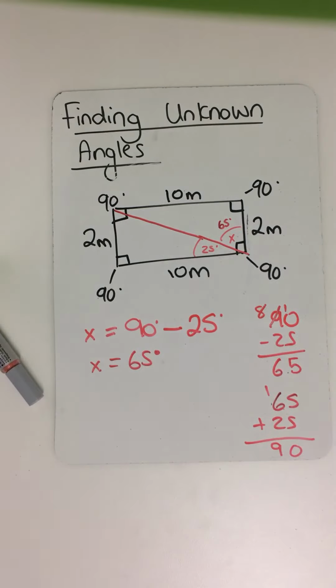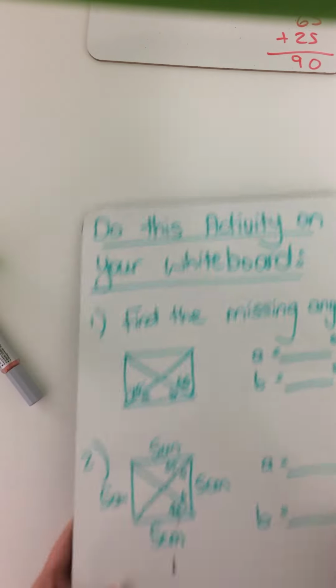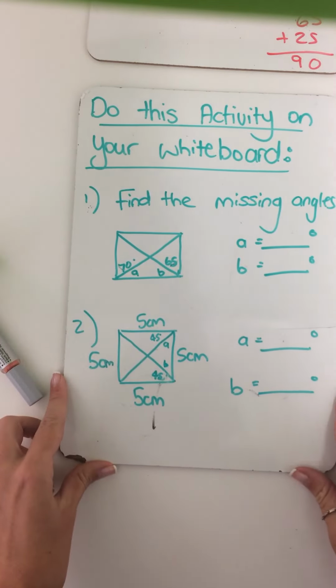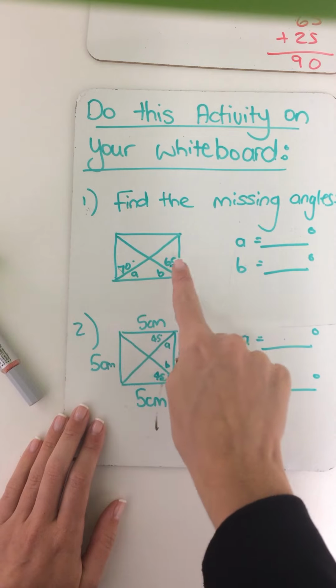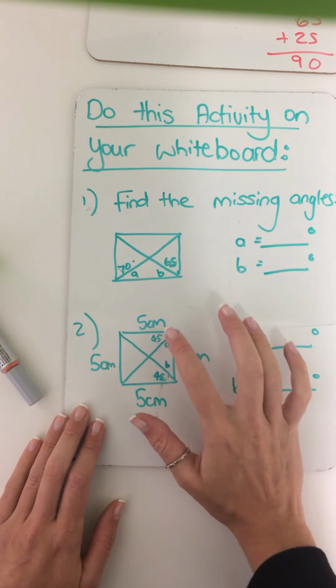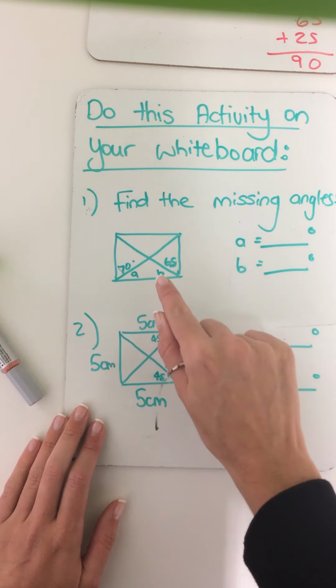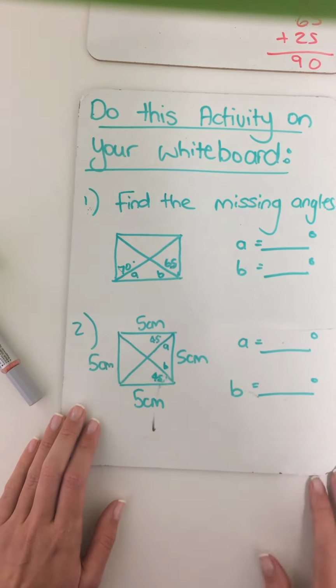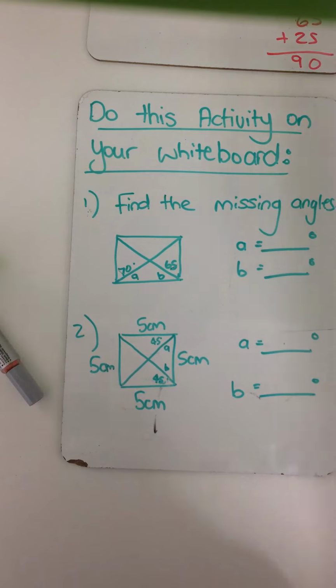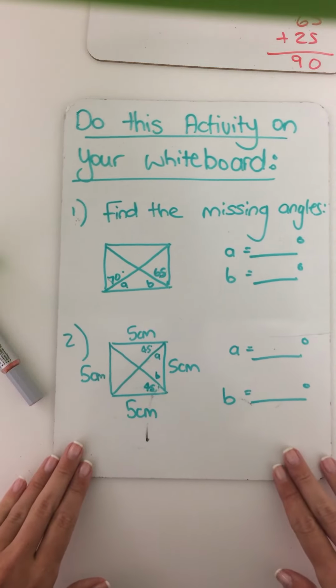If you understand this clearly, then please pause the video now and try this activity on your whiteboard by yourself. Here I have 70 degrees, 65 degrees. I have 45 degrees here and 45 degrees here. And I need to find the missing angles A and B. Pause this and try this activity on your whiteboard by yourself now.